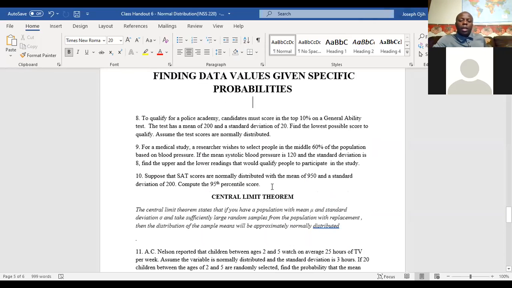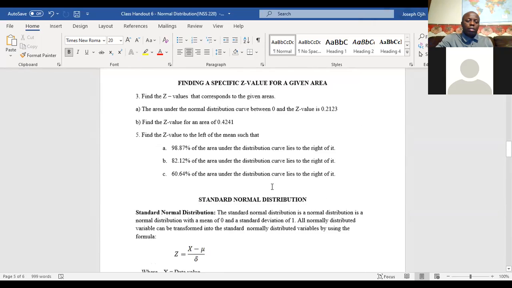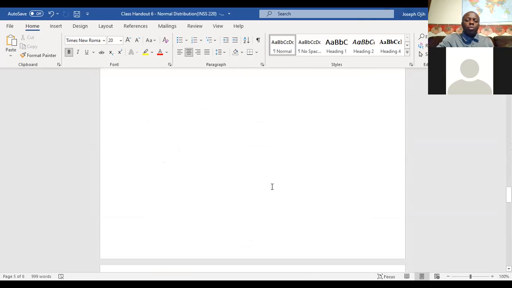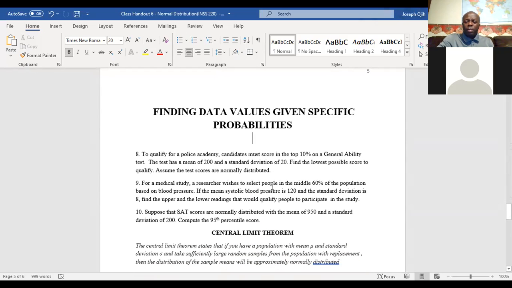Now I've shown you in the class last Wednesday how to get all this. Sometimes you'll be required to find a value when they give you the probability and other information. They will ask you to find a specific data value. That's the X part of it. How do we do it?